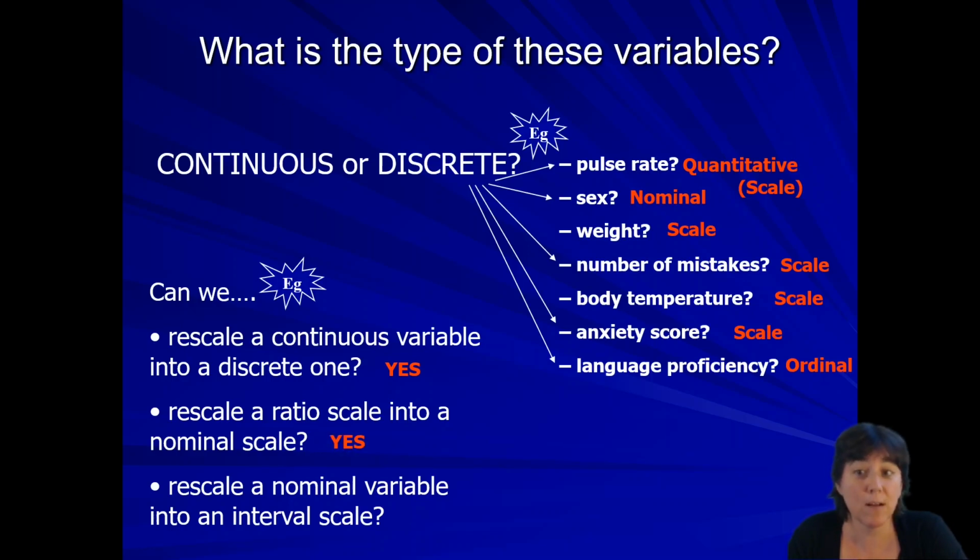Can we rescale a nominal variable into an interval scale? Okay, we've collected, for example, green, blue, red, a typical nominal variable. Can we make it into an interval scale? No. Once you've collected green, blue, red, or smoker, non-smoker, you cannot change it back. You cannot take a redundant variable and make it into more details, because simply you don't have the data. Okay, so it's a no.